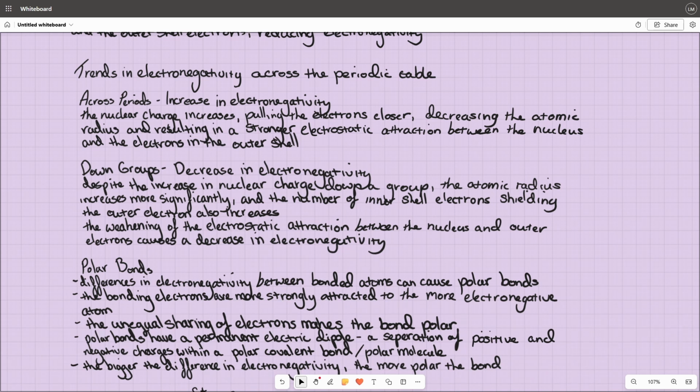Whereas down groups, there is a decrease in electronegativity. This is because despite the fact that there is an increase in nuclear charge down the group, there is an equal increase in more electron shells, and therefore shielding occurs. And this also increases the atomic radius. So this weakens the electrostatic attraction between the nucleus and the outer electrons, and therefore causes a decrease in electronegativity.